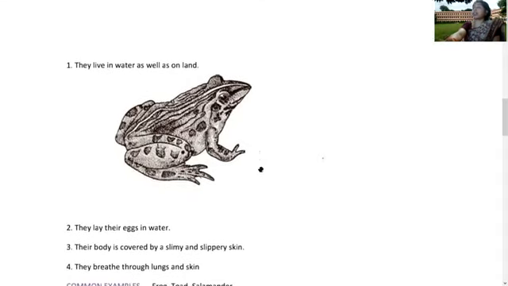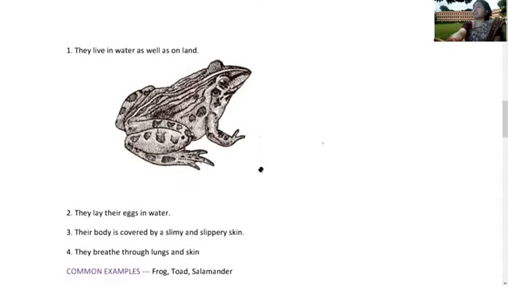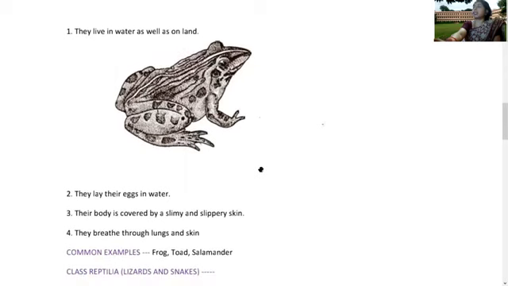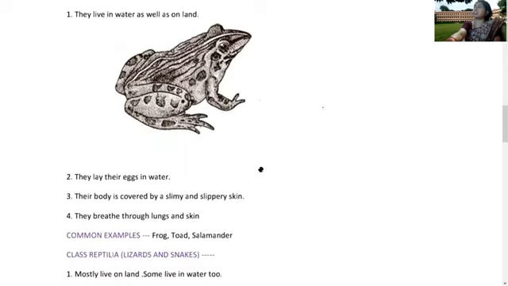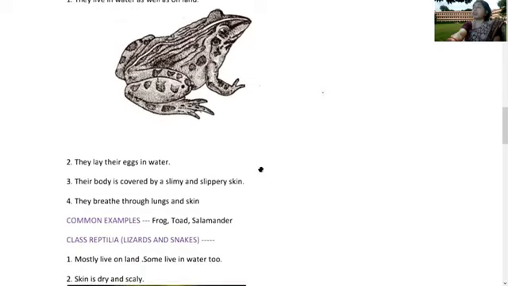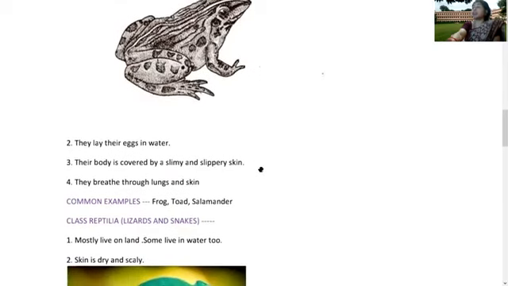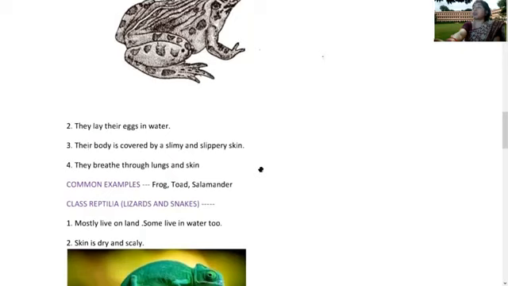We will see the next character. I gave here examples: frog and toad. We can see salamander also. There are so many varieties of amphibians. We are going to the third category of vertebrata, which is called reptilia.